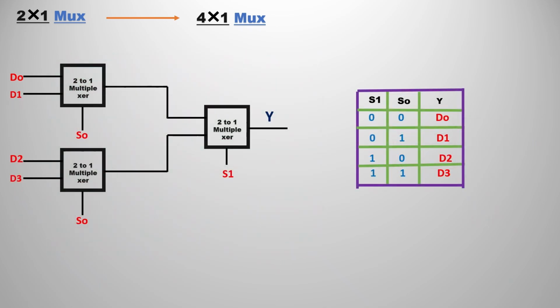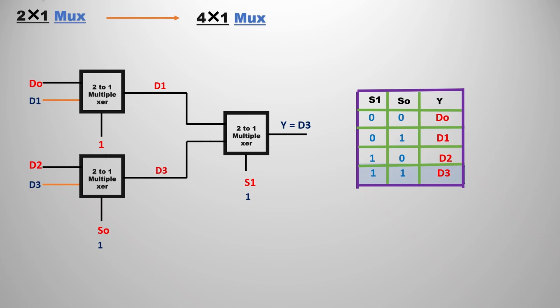For this implementation, we have the truth table of the 4x1 MUX, because this behaves as a 4x1 MUX, so we take the truth table of the 4x1 MUX. We have 0 0 for D0, 0 1 for D1, 1 0 for D2, and 1 1 for D3.